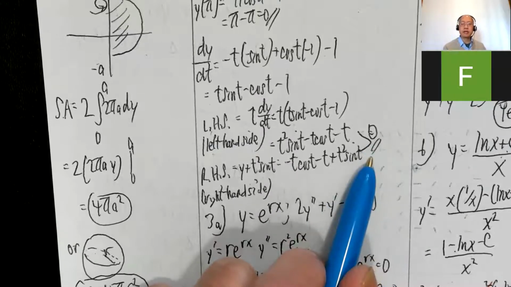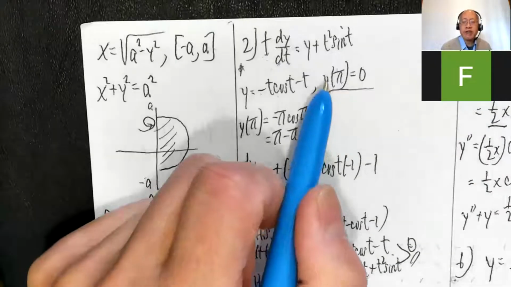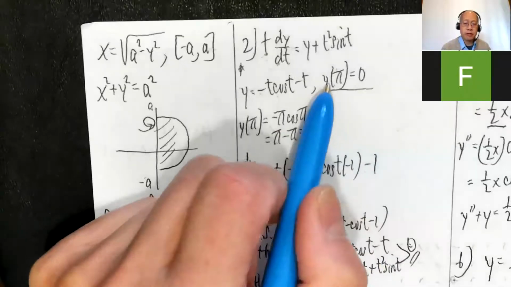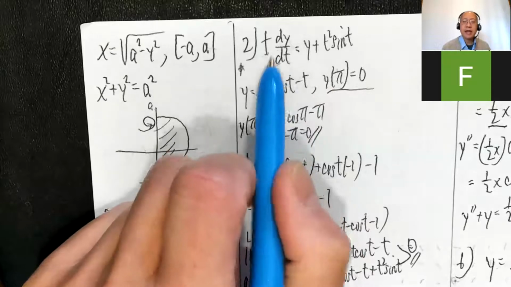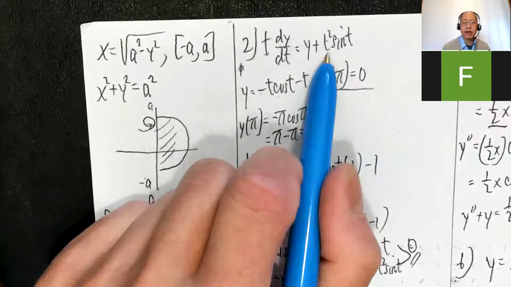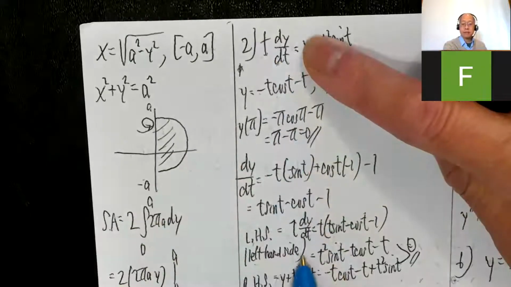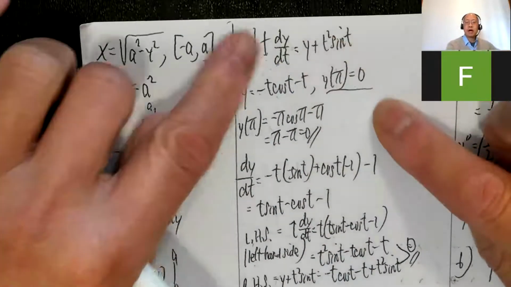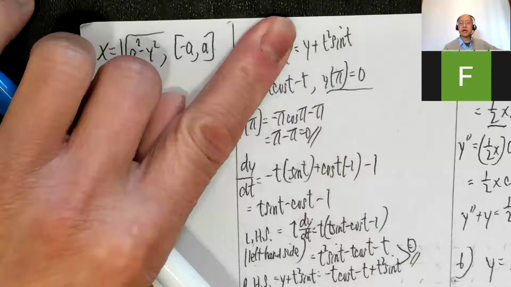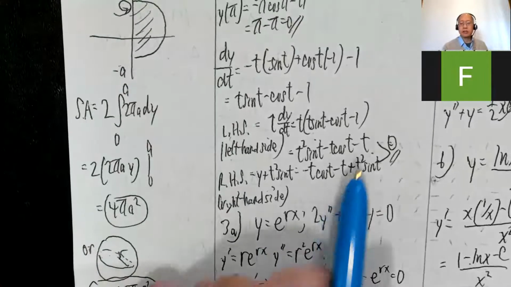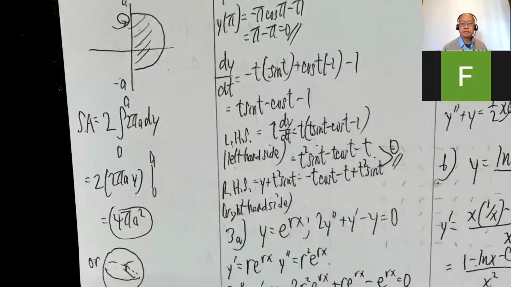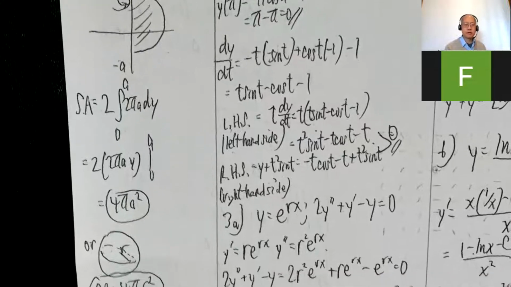That's what the two slashes mean. Right? So I have satisfied. I showed that y of pi equals 0, meaning if you plug in pi, you get 0. And this differential equation is satisfied. I worked out t dy dt. That came out over here somewhere. I worked out y plus t squared sine t. And lo and behold, they're equal. End of proof. We're done.